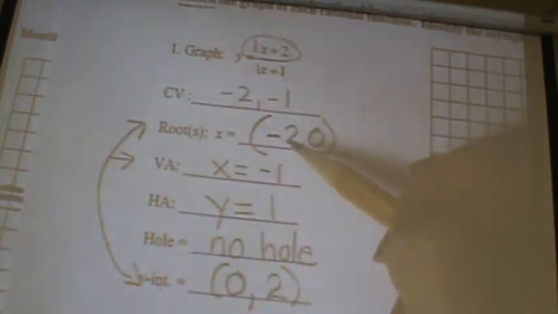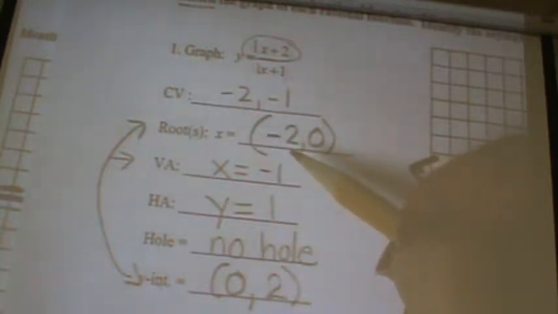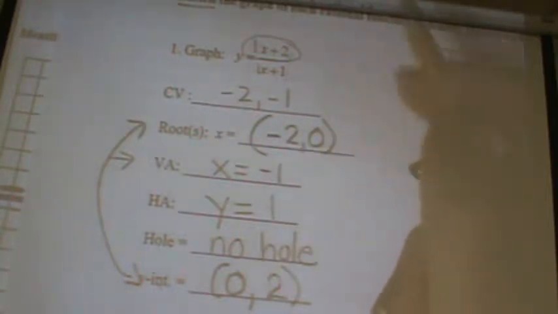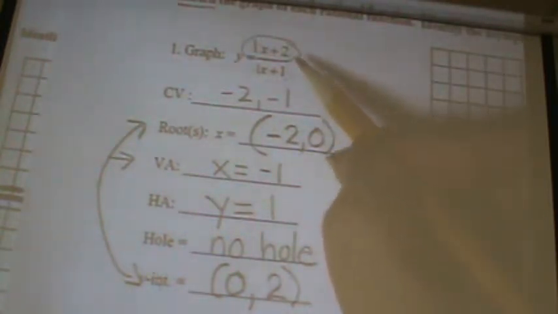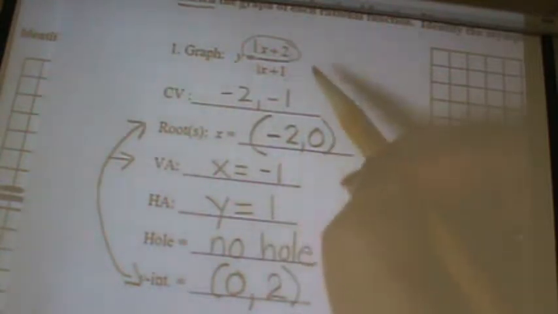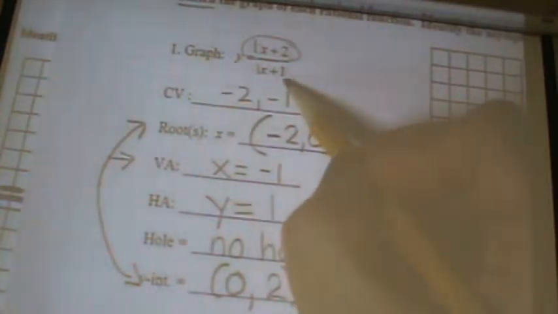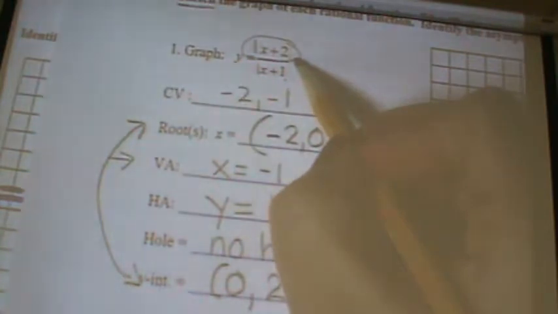You know, like when you're watching a movie and the music changes, like if it's a scary movie. That's like a critical point, something's gonna happen. The music kind of changes, so think of it like that. At negative 2 and at negative 1, something's gonna happen to our graph. We call them critical values. It's like a warning.